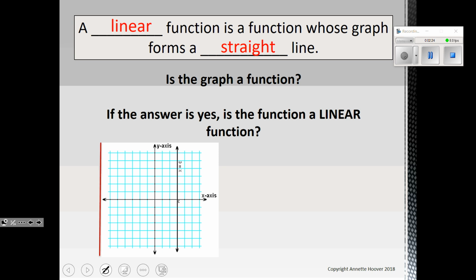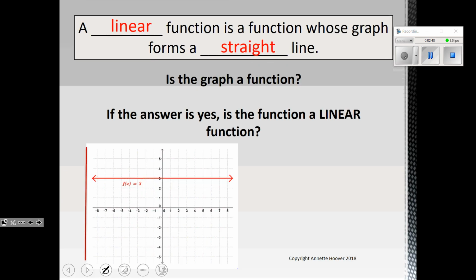Okay, again, you see the function here. I'm going to try the vertical line test. And as you pull it across, you will notice that when you get to the function, it is touching all parts of the function at a time. So that is not a function. If it's not a function, there's no way it could be a linear function. Yes, it is a straight line, but it's not a function. So, not a linear function.